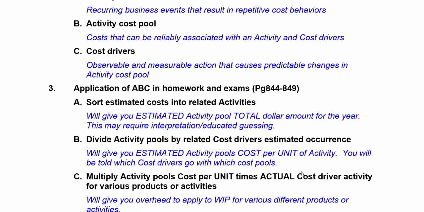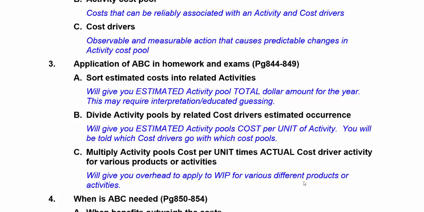Once you have that, then you can multiply the activity pool cost per unit times the actual activity in that cost driver for various products or activities, and that'll give you the overhead to apply to work in process for various different products or activities. So conceptually, what this would result in would be multiple journal entries for debit, work in process, credit, manufacturing overhead. And in reality, it would probably be grouped together, and supporting detail would be shown on a supporting spreadsheet.